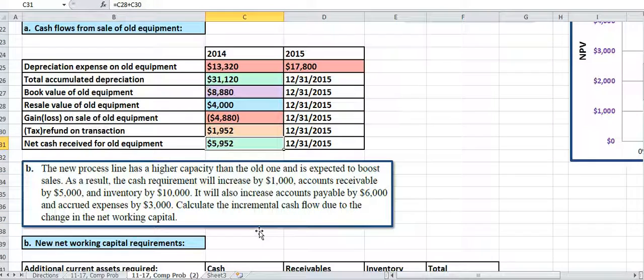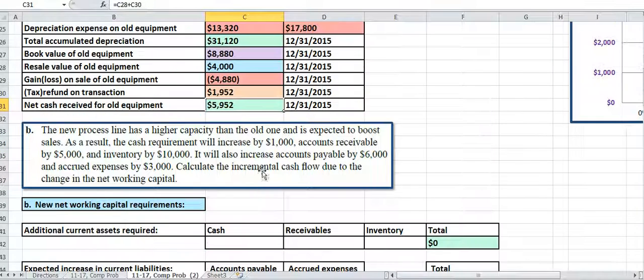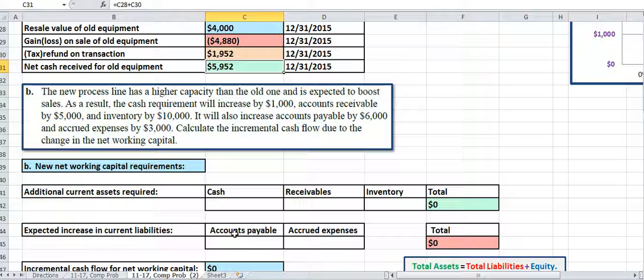Now, we're going to get to the new process line in part B, which is expected to boost sales. So as a result, the cash requirement will increase by 1,000. So we're going to have an increase in our current assets, and the cash increase is 1,000.